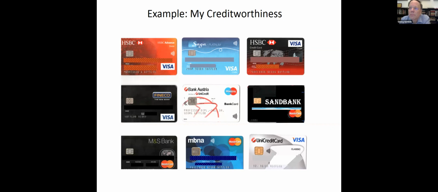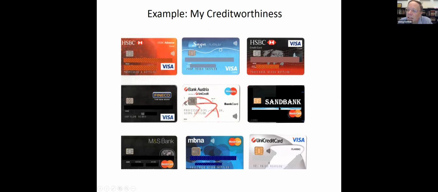So this is an example about my own credit worthiness. I live in 3 countries, actually, not only in Austria and in the UK. Also, my wife is from Italy, so I spend a lot of time in Italy. And I have several credit cards. So this is an Italian one. These are UK credit cards. This is actually an American one, but in the UK, and that's an Austrian one.